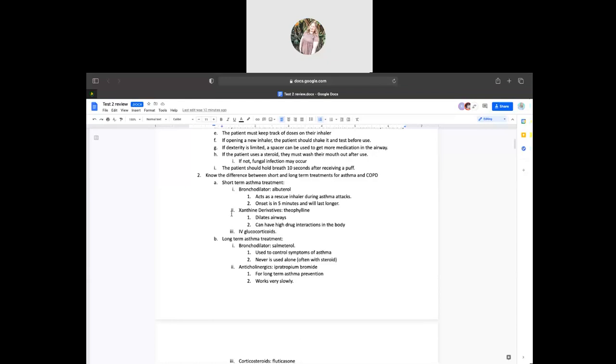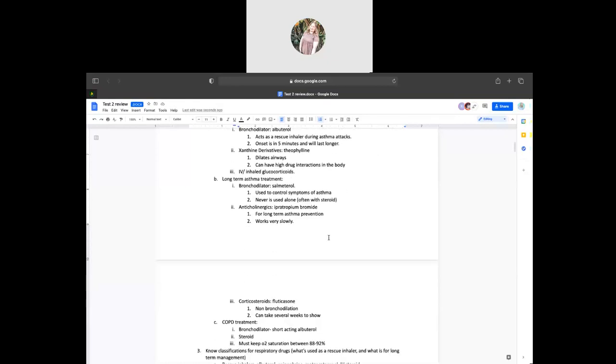We can also use anticholinergics, which can also help dilate the airways in short-term asthma, but we tend to not use this because it has high drug interactions in the body, and we don't want that to happen. We can use IV or inhaled glucocorticoids. Remember, we have to use that combined treatment. Remember, a bronchodilator should never be used alone for asthma treatment. They can use a steroid to help with that.